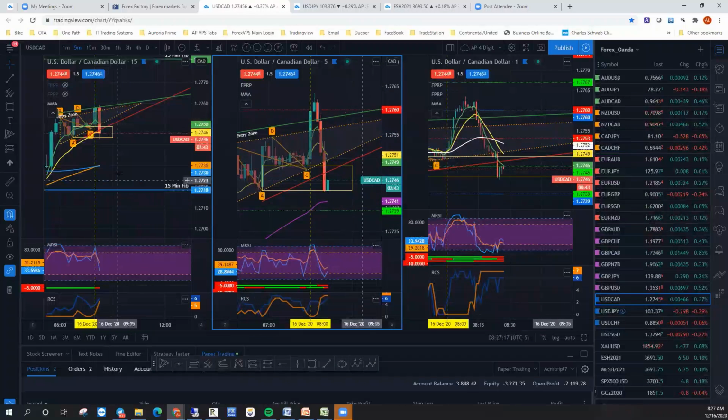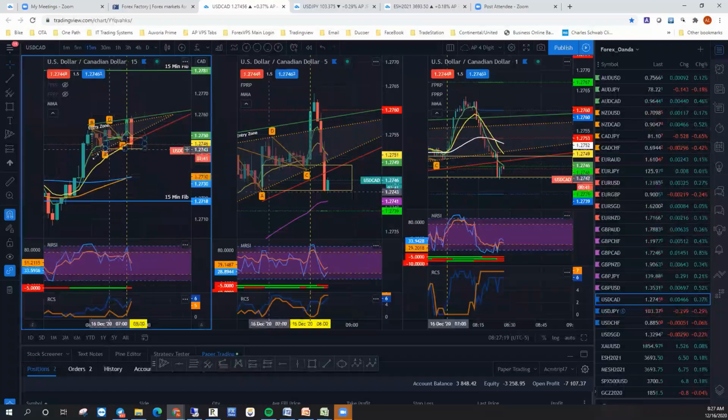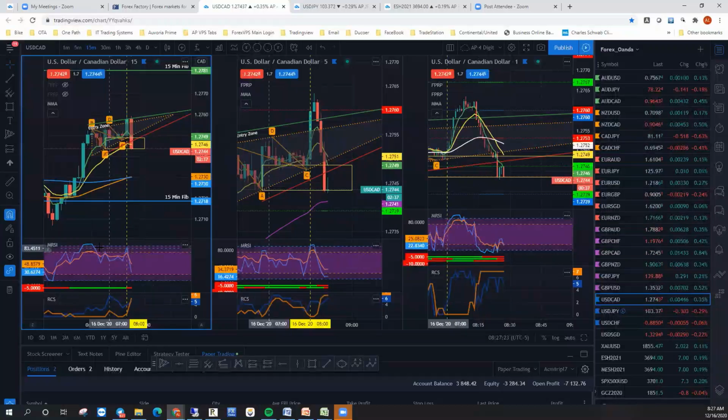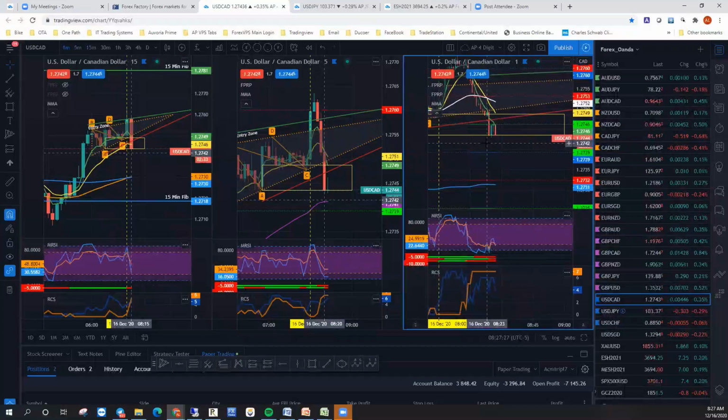On the 15, here's your high, here's your higher high, here's your lower high. Here's the divergence. Yeah, that's a big fat candle. I'm going to go with this one to the short side.